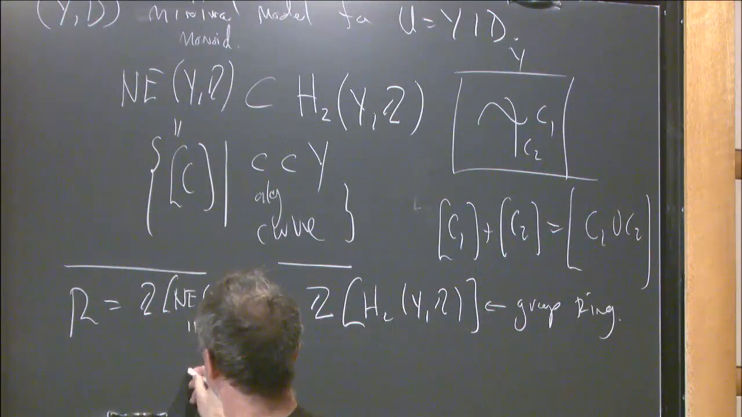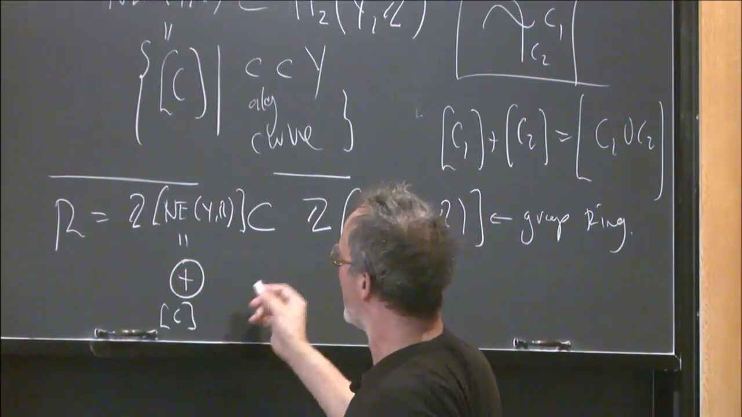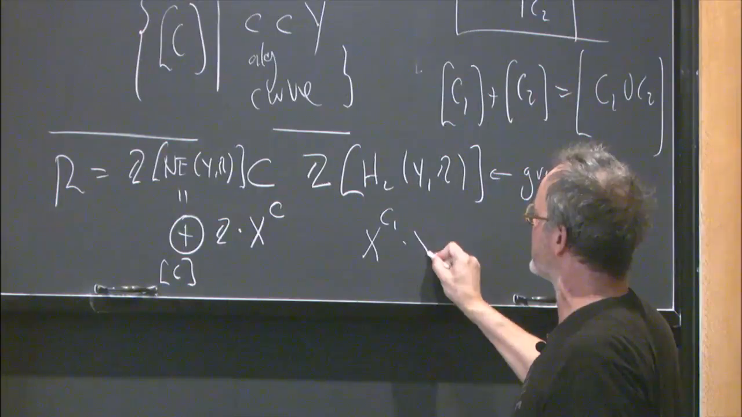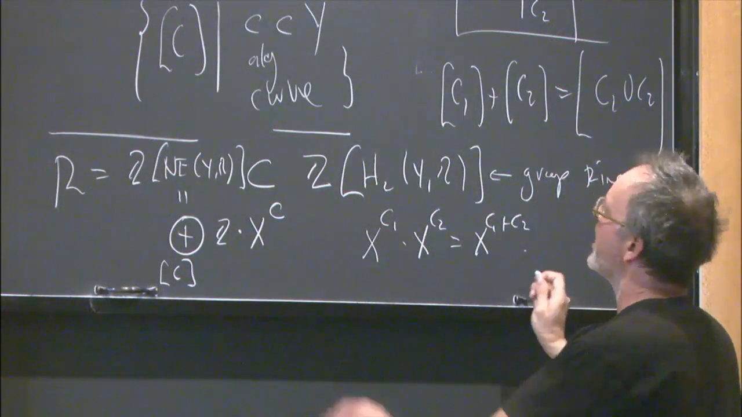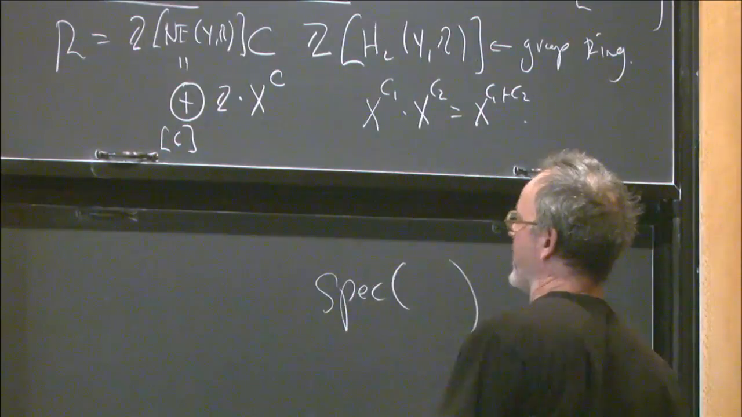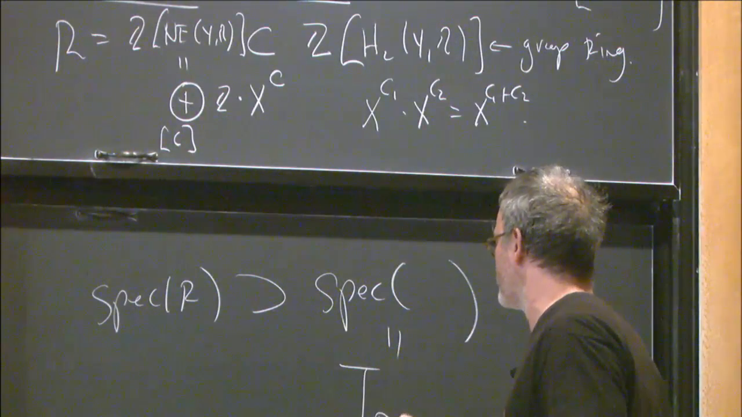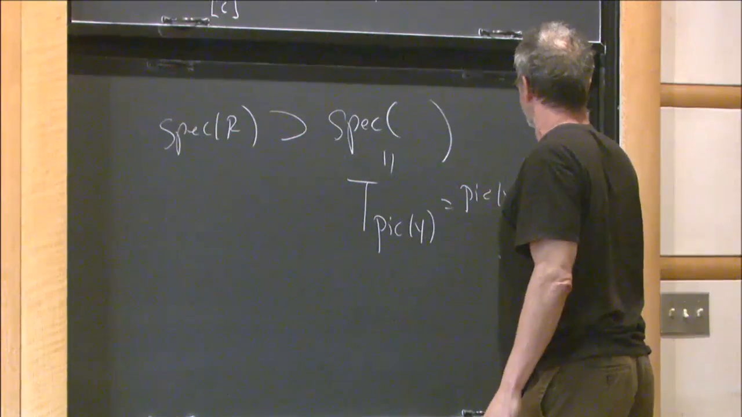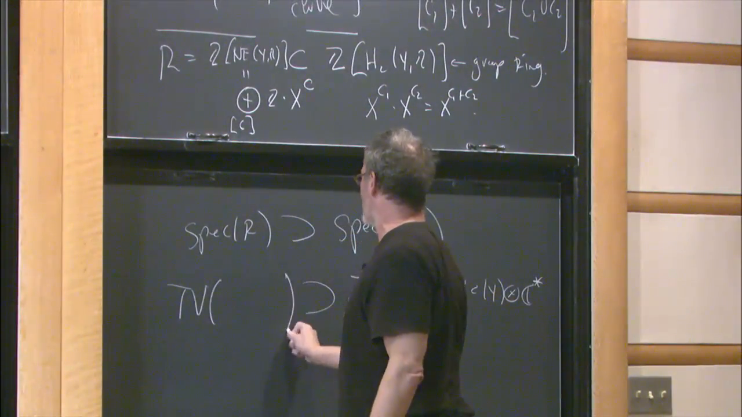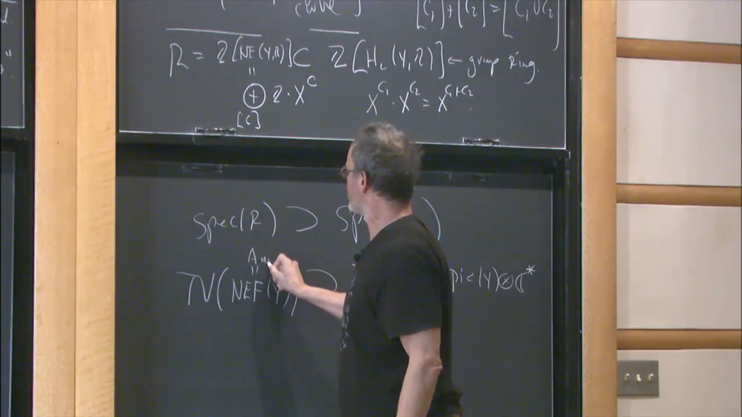What is this thing? Just as a free abelian group, it's the direct sum over each class c of a curve of Z times a formal variable that I'll write as x^c, where you just multiply in the dumbest way: x^c1 times x^c2 is x^(c1+c2). What's the geometric meaning of it? If I take the associated space, Spec of this ring, Spec of R, this is the torus associated with the Picard group of Y, Pic(Y) tensor C*. So an algebraic torus, and this is a certain toric compactification. In fact, it's the toric variety given by a certain cone in the Picard group, the Nef cone of Y, which, if you don't know what that is, you take the ample cone and take its closure.